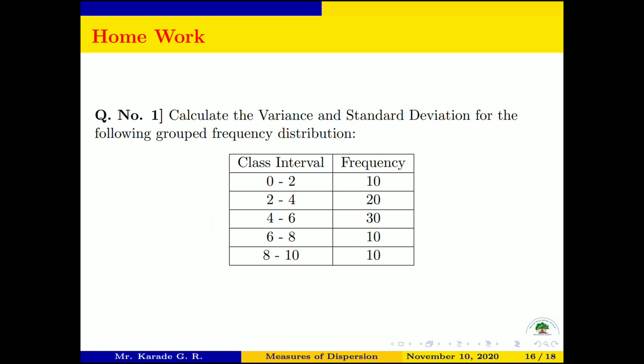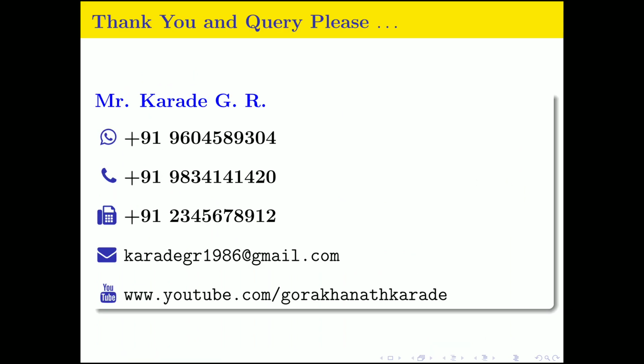Now let us take one homework for you. Question number 1. Calculate the variance and standard deviation for the following grouped frequency distribution. So class intervals and corresponding frequencies are given to you. You try to find out variance and standard deviation for this grouped frequency distribution. Okay, and if you have any problem, you can contact me.